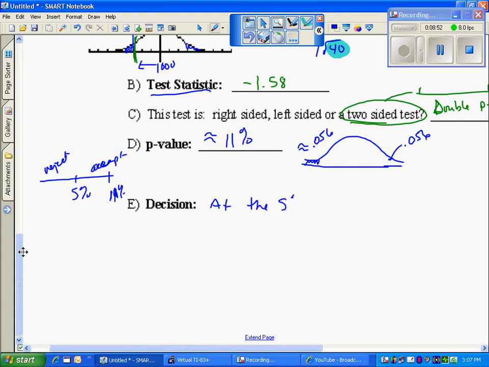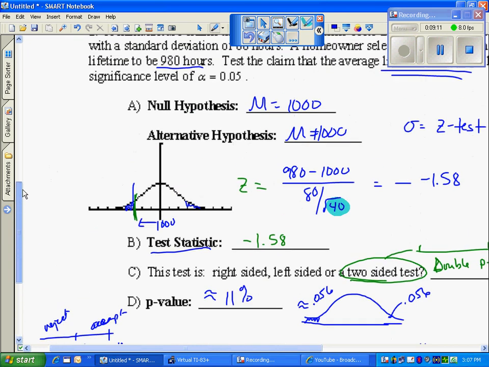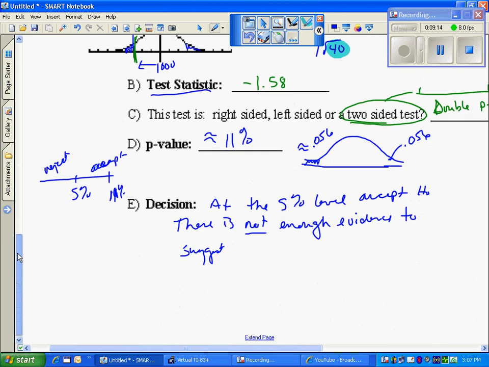Now, there is not enough evidence to suggest. And what are we suggesting in this problem? In this problem, we're suggesting that light bulbs last different than 1,000 hours. So here, light bulbs do not last 1,000 hours. So there's not enough evidence to suggest that they do not last 1,000 hours, so we must assume that they do. The next t-test I'll put on a different lecture.